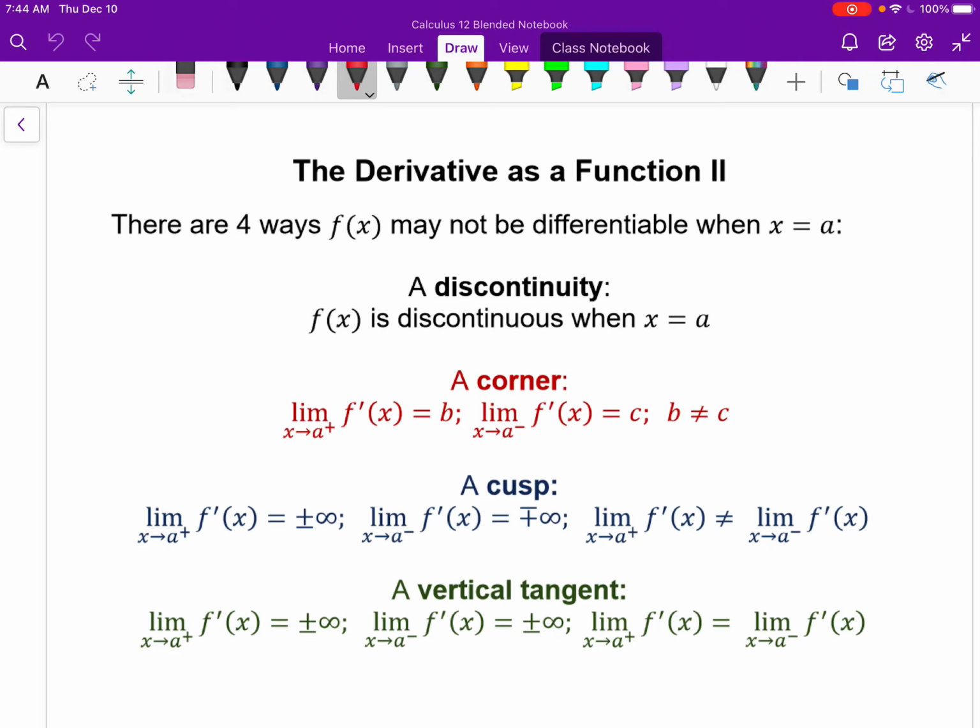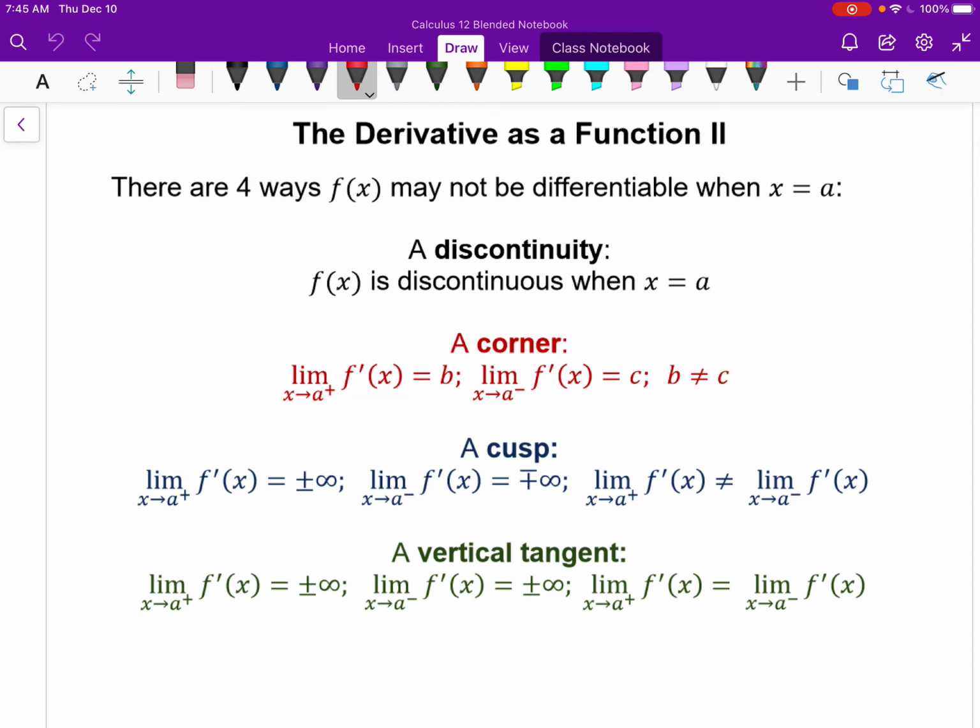But in general, as it says here, there's 4 ways a function might not be differentiable at some point A. And one is if there's a discontinuity, any type of discontinuity. And we've looked at 3 of them in the previous unit: infinite discontinuities, removable discontinuities, and jump discontinuities. So if there's a discontinuity somewhere, that means at that point, the function may still be defined, but you can't differentiate it there.